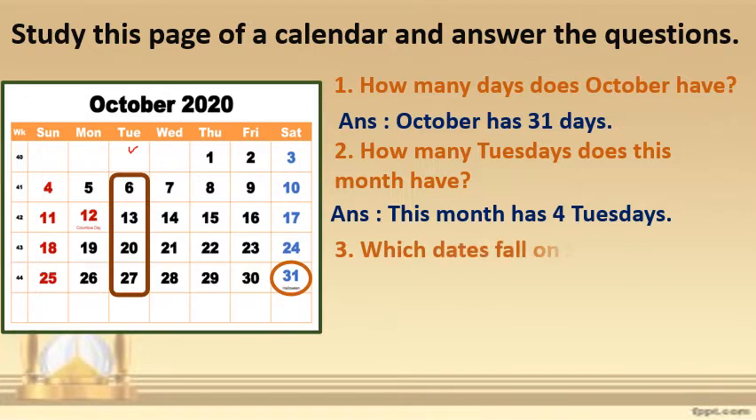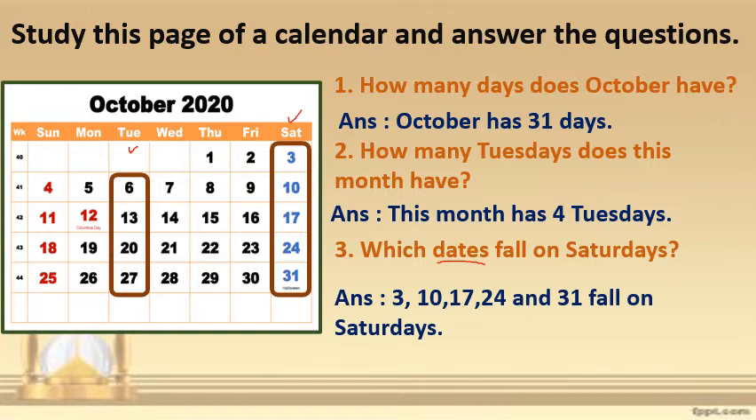Okay. Now we will move to third one. Which dates fall on Saturdays? Here students, Saturday is there, isn't it? This is Saturday. Which dates? Read the question. Which dates fall on Saturdays? Yes. Now we will highlight this. Which are the dates? 3, 10, 17, 24 and 31. These dates fall on Saturdays, isn't it? Okay. Now we will move to fourth question.